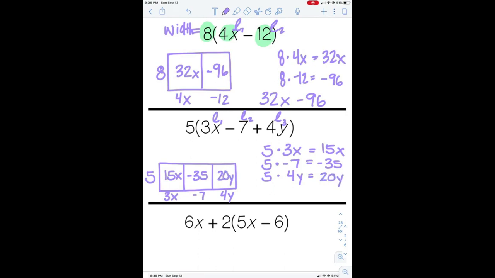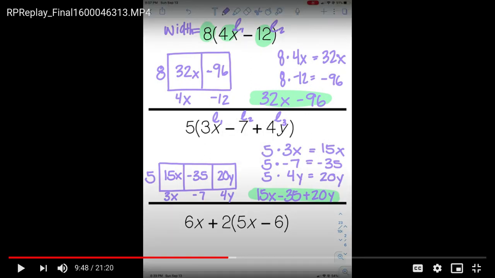So remember, when we rewrite this, we use addition, unless we've got that negative sign, then we use subtraction. So we've got 15x minus 35 plus 20y. And I'm just going to go ahead and highlight all of our answers here so you can go back and find them easy if you want to do some practice or check your work. So go ahead and pause the video, and I want you to do this bottom one on your own.